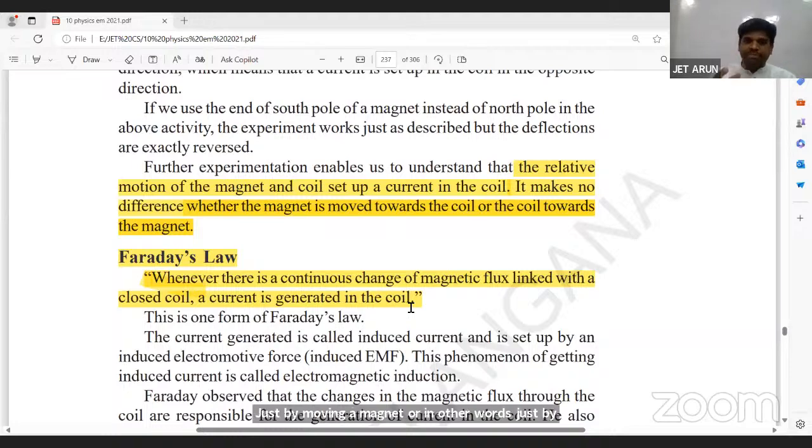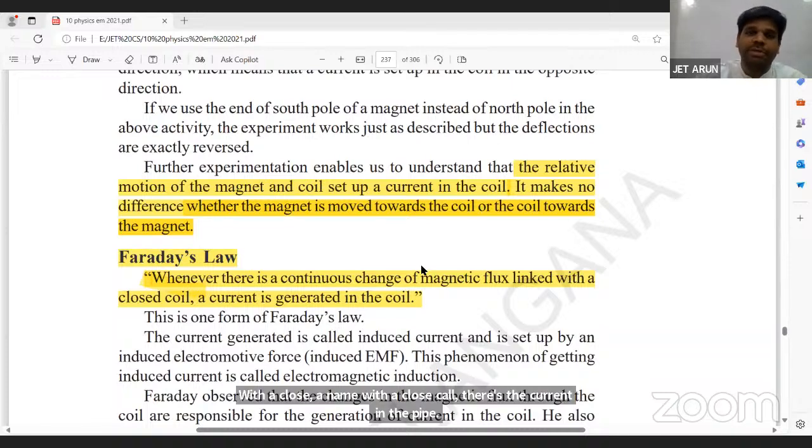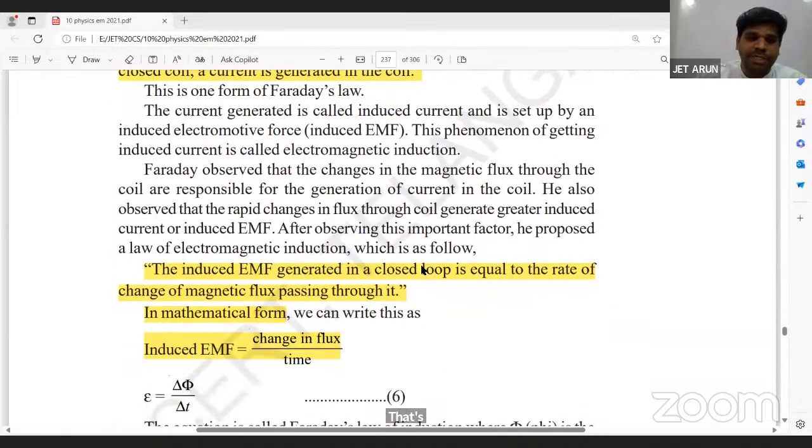As long as there is a continuous change in magnetic flux linked with a closed coil, there is a current in the coil. That's Faraday's law, the qualitative statement of Faraday's law. The mathematical statement is over here, students.